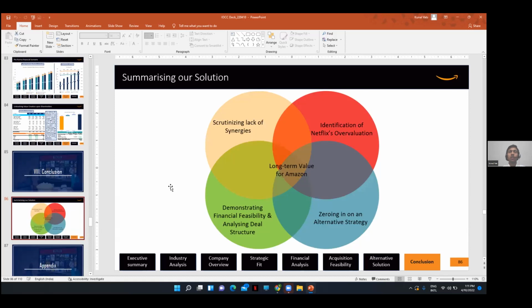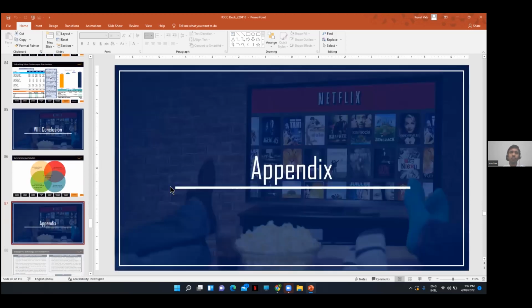So finally, the conclusion of this solution was understanding that there are not a lot of synergies to be accrued from this transaction between Amazon and Netflix, identifying that Netflix was highly overvalued, seeing the financial feasibility of the first deal, Netflix-Amazon, and then the next deal, and zeroing in on an alternative strategy, which is Viacom CBS. All these things together will drive value for Amazon.